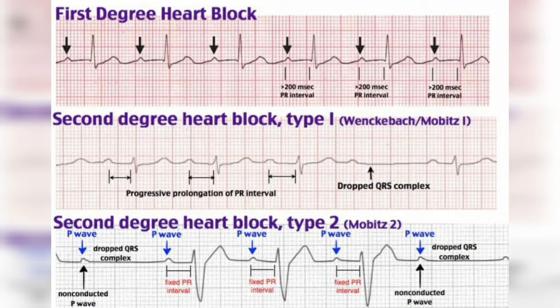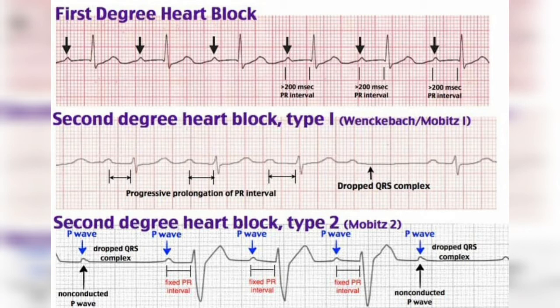Mobitz Type 1 occurs because each depolarization results in the prolongation of the refractory period of the AV node. When an atrial impulse comes through the AV node during the relative refractory period, the impulse will be conducted more slowly, resulting in a prolongation of the PR interval.